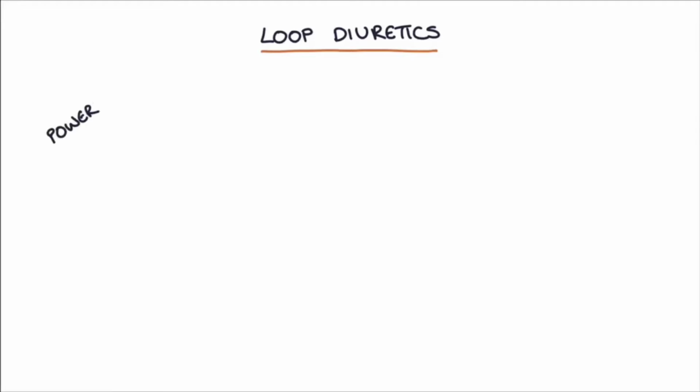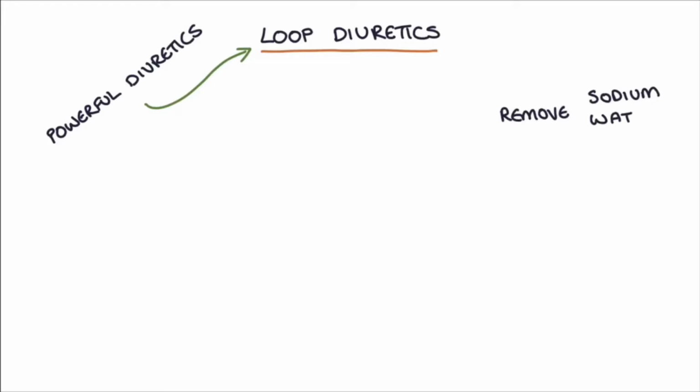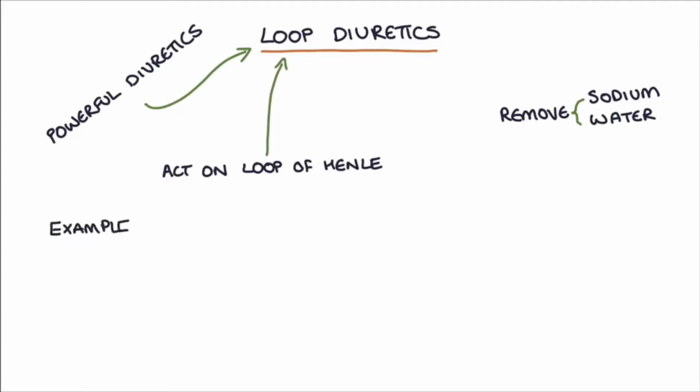Loop diuretics are powerful diuretics that are used to stimulate the kidneys to remove sodium and water from the body. And they do this by acting on the loop of Henle in the nephron of the kidneys, which is why they're called loop diuretics. And there's two examples, furosemide and bumetanide.